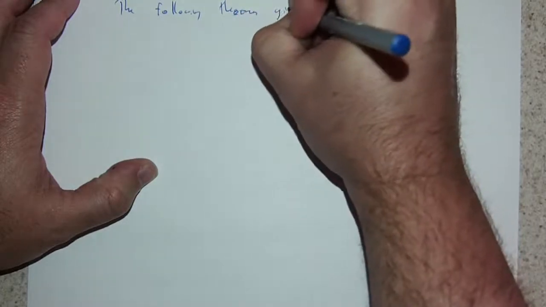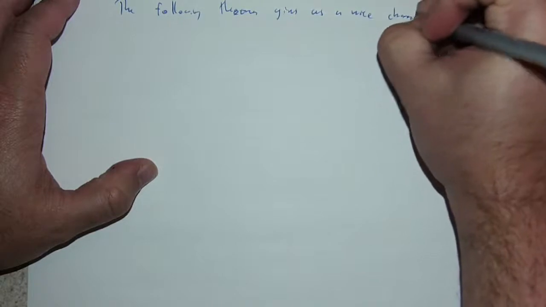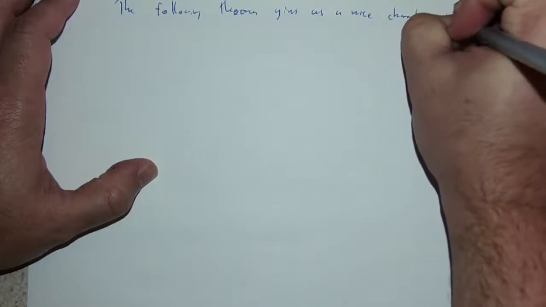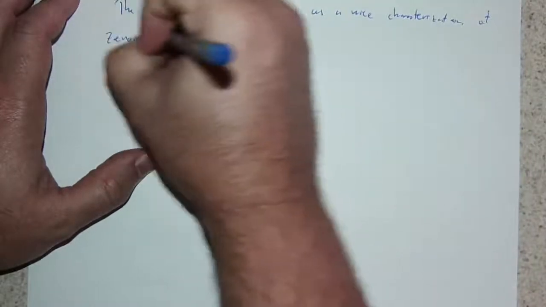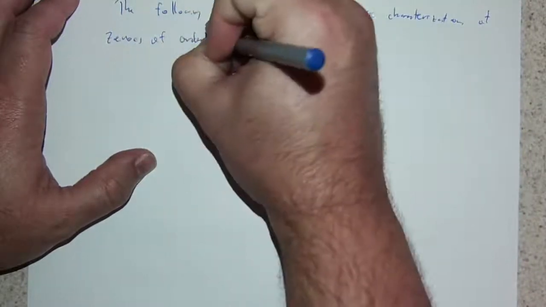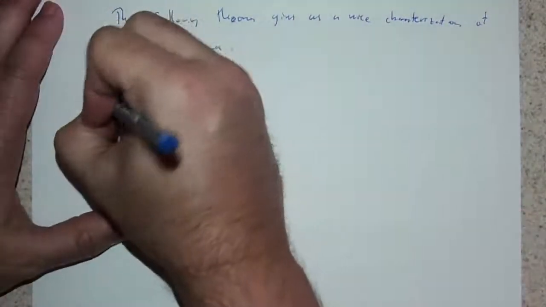gives us a nice characterization of zeros of order n. Okay. So what is this theorem?